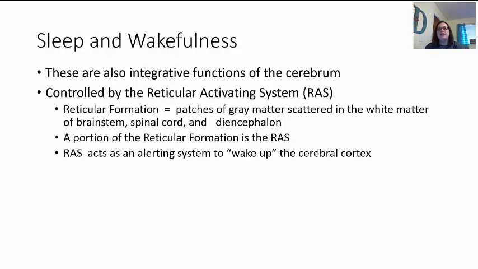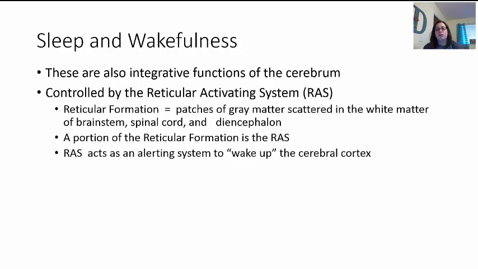Now, to end this lecture, I want to talk to you a little bit about sleep, and a little bit about memory. All right, so let's look at sleep first. Sleep and wakefulness are also integrative functions with the cerebrum. It's controlled by the reticular activating system, which we talked about in chapter 14. This is called the RAS.